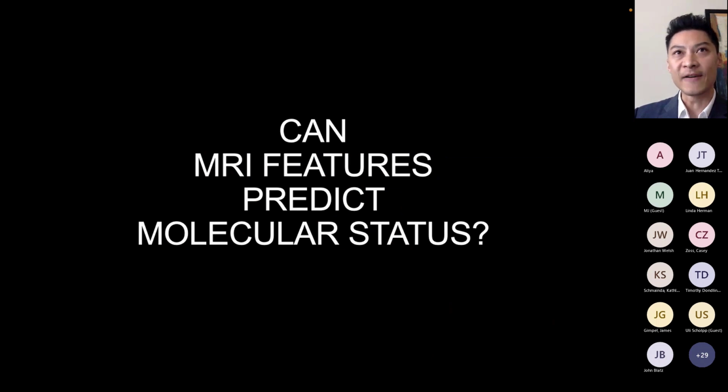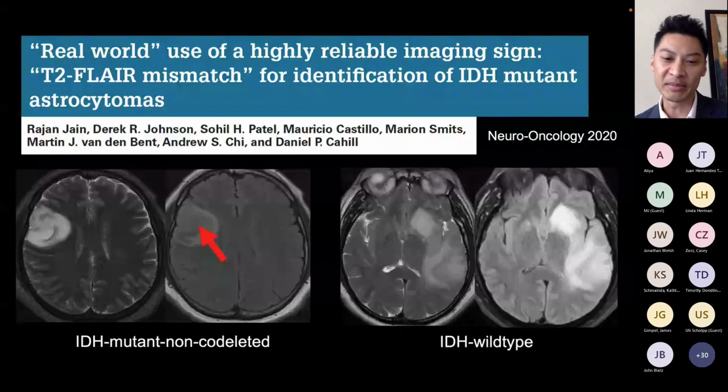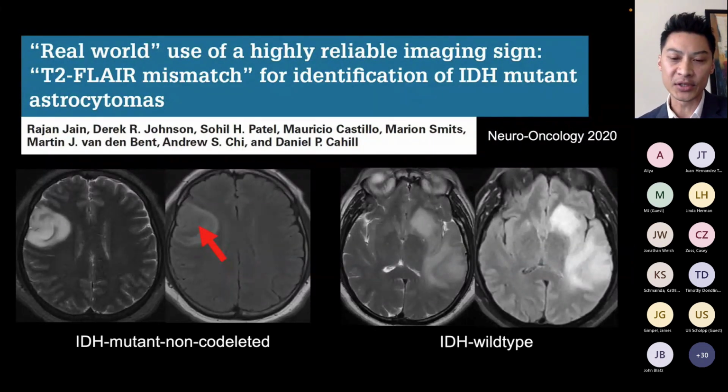Now, with the age of molecular and genetic interrogation, the next relevant question to answer is, can MRI features predict molecular status? The short and dirty answer to that is no, we don't do a good job right now. There's a lot of machine learning and AI algorithms which can help to predict mutation status, but often those are institution based, and it hasn't really been commercialized, so it's really difficult to use.